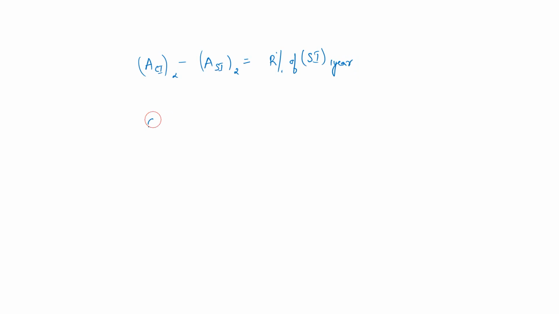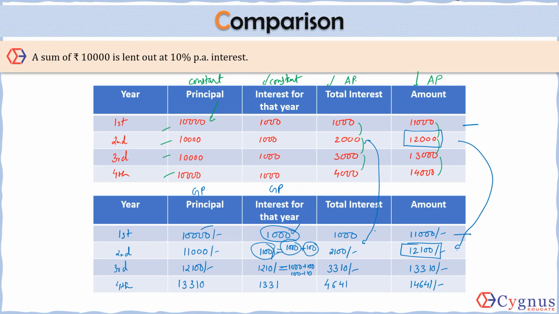Similarly, you'll get one more formula. You can say that the total compound interest for 2 years minus total simple interest for 2 years is also equal to R% of 1 year simple interest. So I can use these two formulas in the questions. Fine. This was a table made. So if you try to fill these values, you can directly write the values. This is clear?